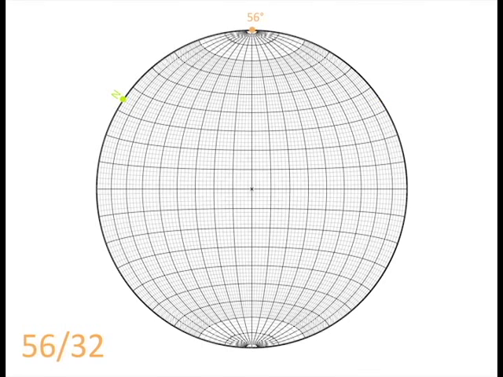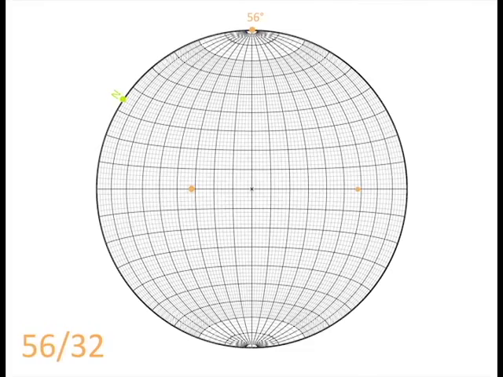Spin the transparency so the 56-degree mark is at the top of the Schmidt net. Count in from the right side along the 90-degree line, 32 degrees for the dip. Mark this point. Count 90 degrees from this point to the left. Mark this point. This is the pole for the great circle.